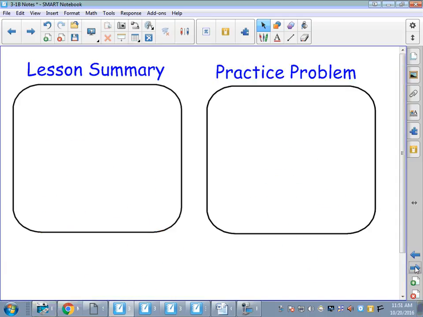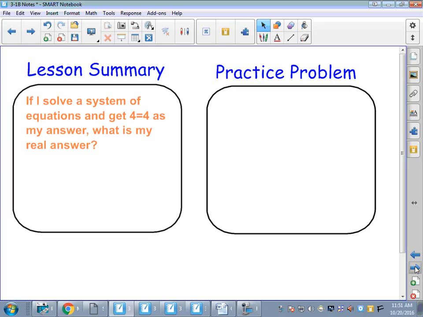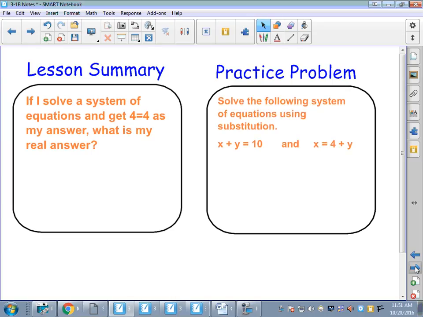So here's your lesson summary. And here's your practice problem. So if I were to solve a system and I got 4 equals 4, interpret that solution, and then I need you to solve using substitution that system of equations. Good luck.